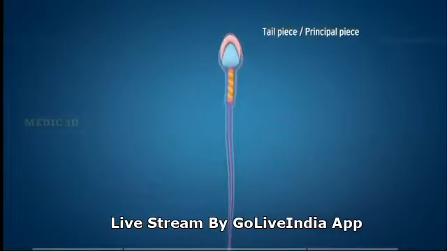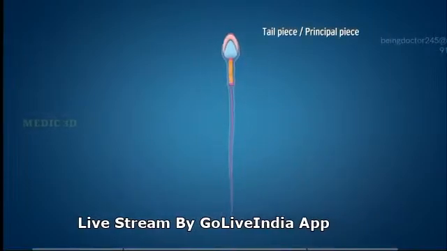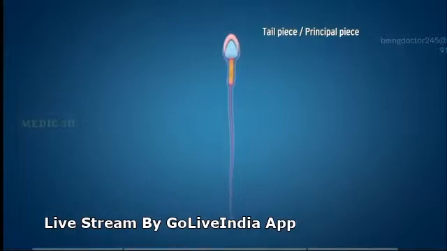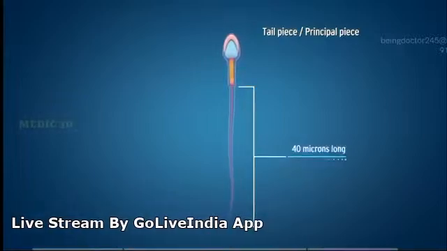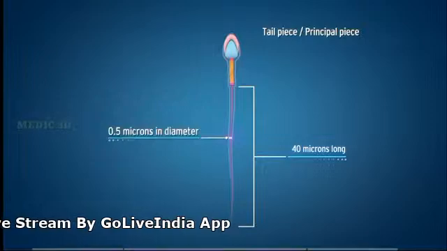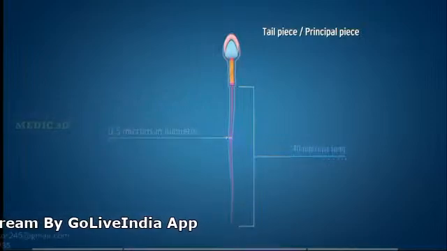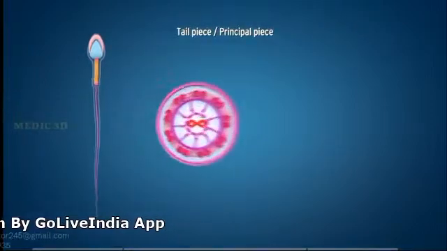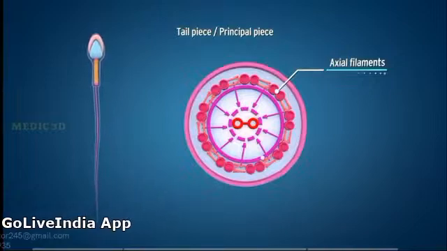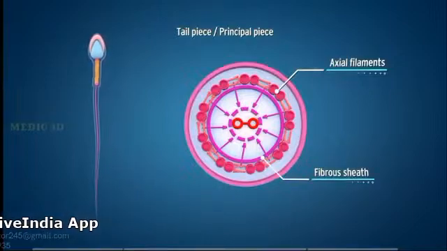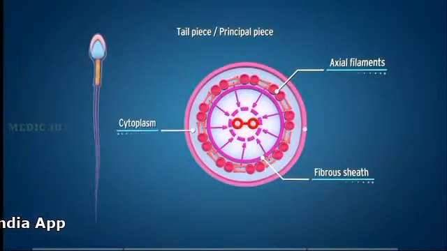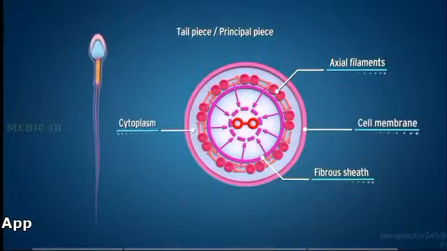The tail piece or principal piece is the motile part of the cell. It is the longest part that measures about 40 microns long and 0.5 microns in diameter. It contains from within outwards axial filaments, fibrous sheath, thin cytoplasm, and cell membrane.